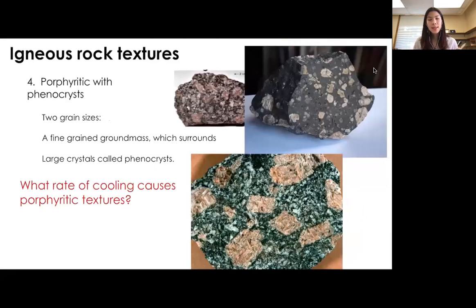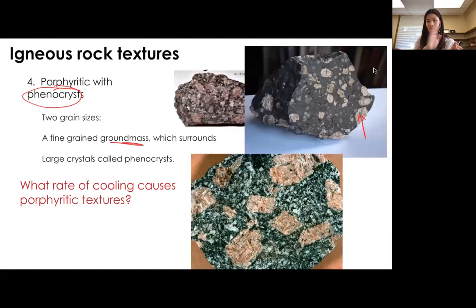Okay, and then the last texture that we'll go over, again, in love with the pH combination in these words, are porphyritic rocks that contain phenocrysts. This essentially is a rock with two grain sizes. So you have larger crystals, which are called phenocrysts, and then you have a smaller ground mass, which surrounds those larger crystals. So in this example in the upper right, these white blobs are phenocrysts.